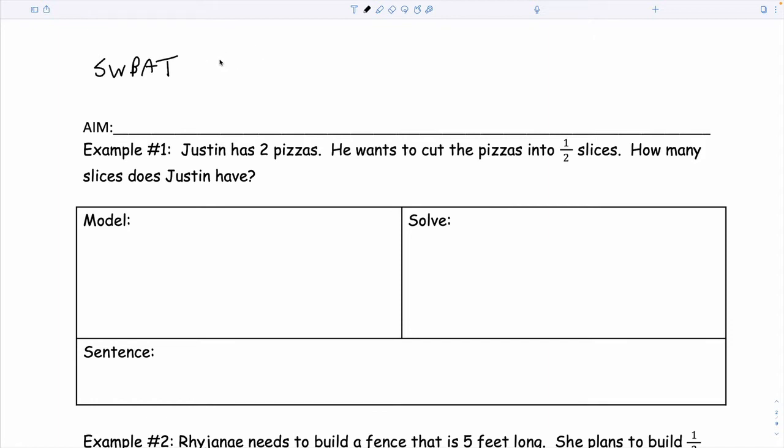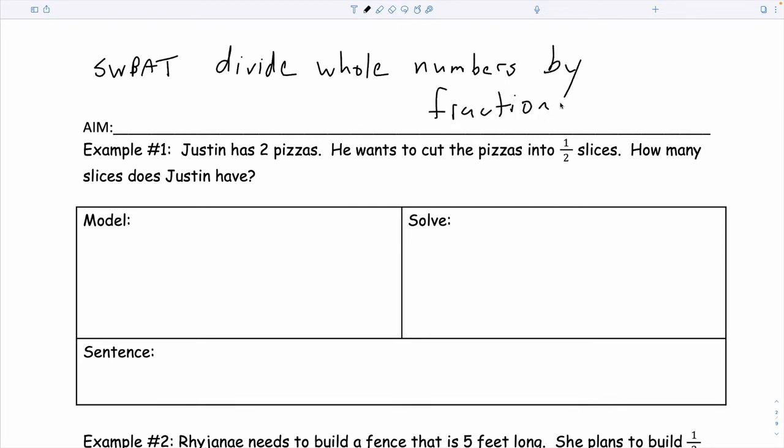Today's aim is students will be able to divide whole numbers by fractions. Yesterday, we divided fractions by whole numbers, so it was flip-flop. Today, we're going to start with the whole number, then divide the fraction.